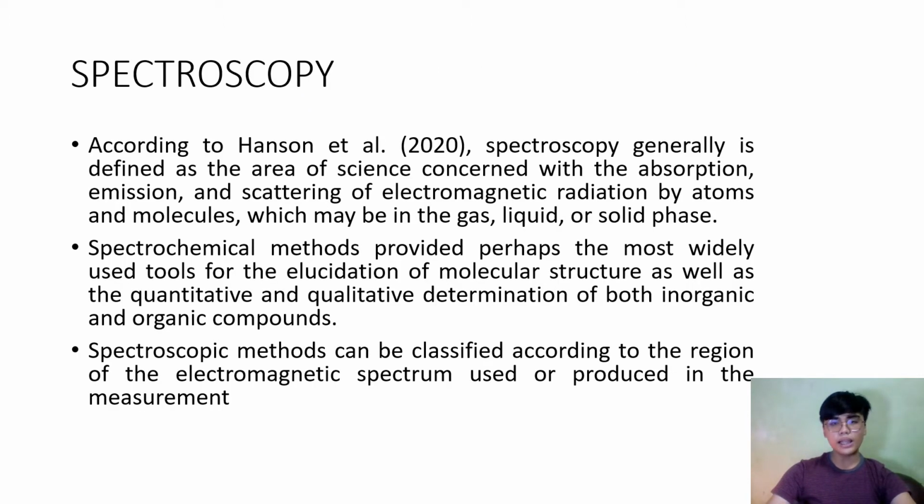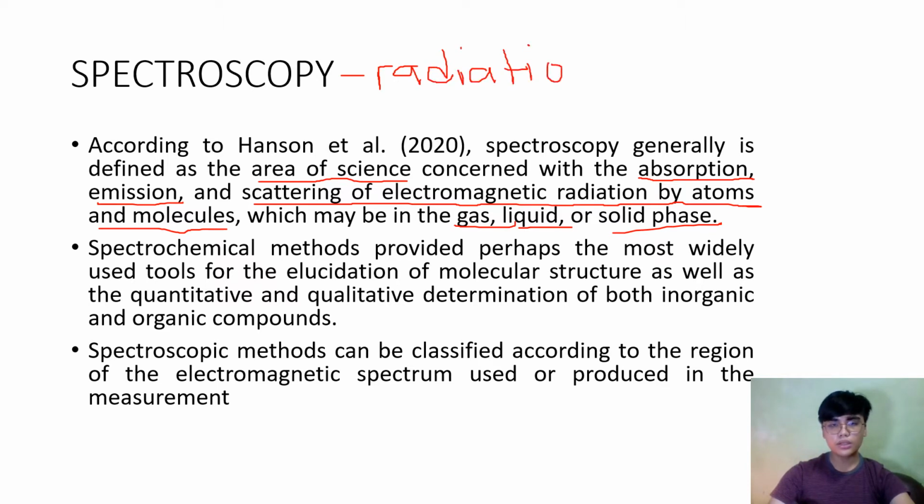According to Hanson et al., spectroscopy is generally defined as the area of science concerned with the absorption, emission, and scattering of electromagnetic radiation by atoms and molecules, which may be in the form of gas, liquid, or solid phase. So, when we say spectroscopy, it has something to do with radiation and matter.